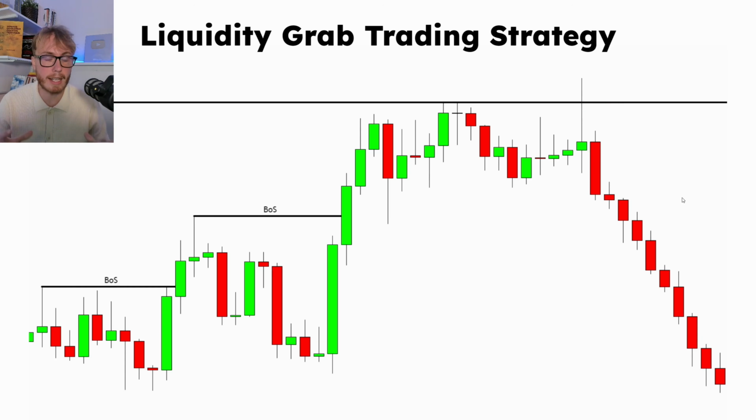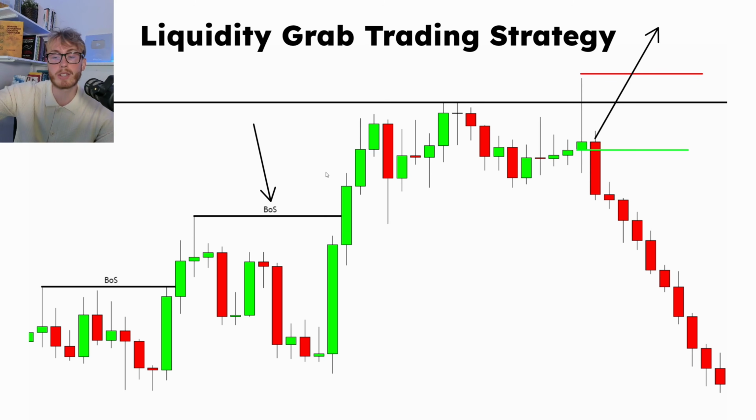And one thing I really like about liquidity grabs is that it's pretty easy to manage risk and to enter around these liquidity grabs. So one of the most common ways to enter is to simply enter at the candle close of the candle that caused the liquidity grab. The stop loss is usually placed above the highest point of this candle, because if the price pushes above, we have yet another break of structure, and this indicates a continuation of the uptrend.